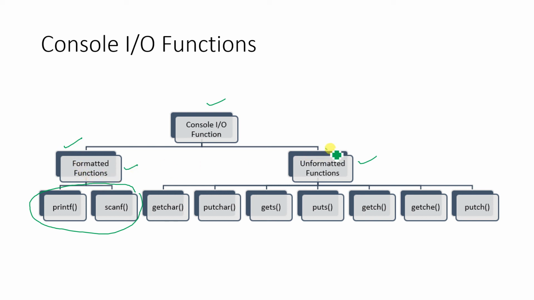Unformatted functions only display the data on the screen, but do not show it in a formatted manner. Though the output comes on your screen, it is in an unformatted or unarranged form. There are several unformatted functions provided by the C programming language: getchar, putchar, gets, puts, getch, getche and putch.